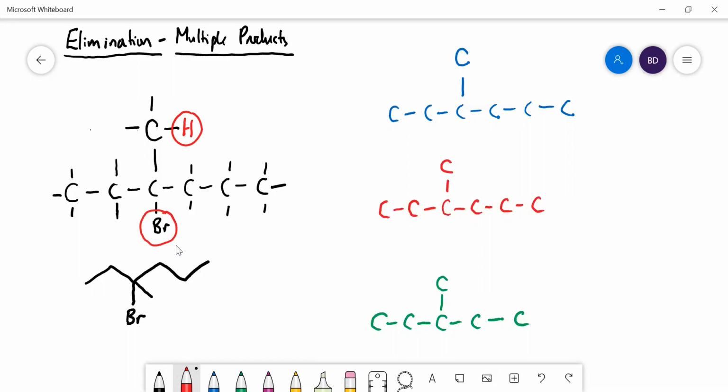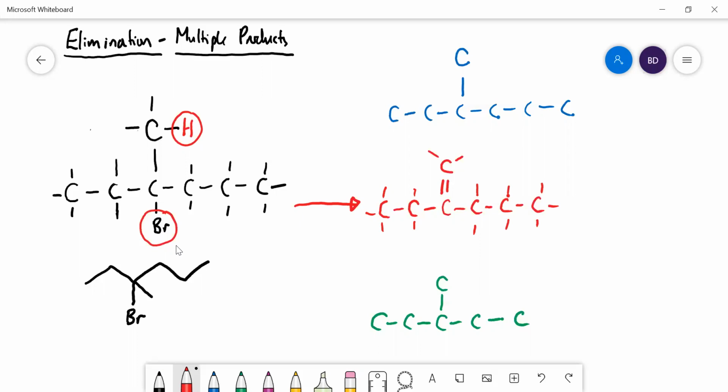All right, so if we eliminate that, what is the product we're going to get? Well, it's going to be this red product. We're going to end up with a double bond there, aren't we? And we'll put the hydrogens on everywhere. So 2 hydrogens there, none on the middle one, and so on.